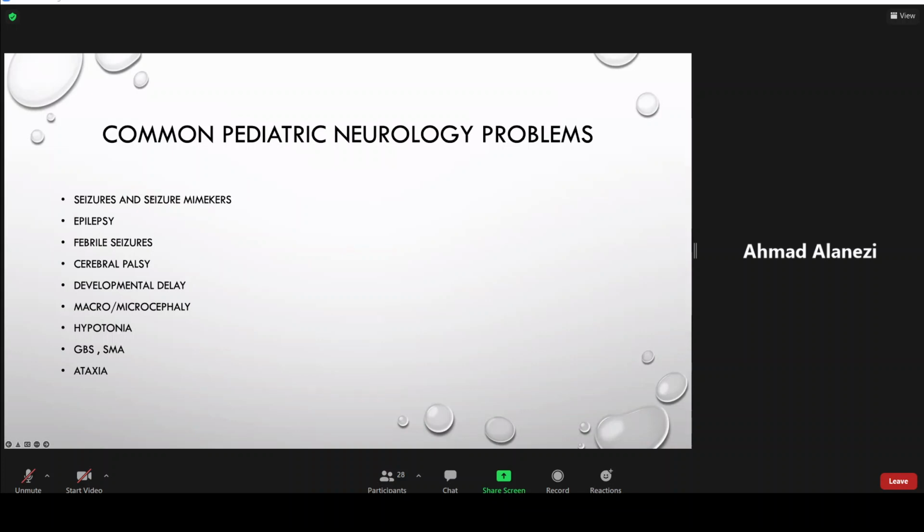But this is an example where we have a seizure and we have something we're not sure about, is it seizure or not. And then there's febrile seizures. And then I'm sure you've seen patients with major disabilities, cerebral palsies, developmental delay, abnormal head size and shape, macro or microcephaly, and then craniosynostosis.